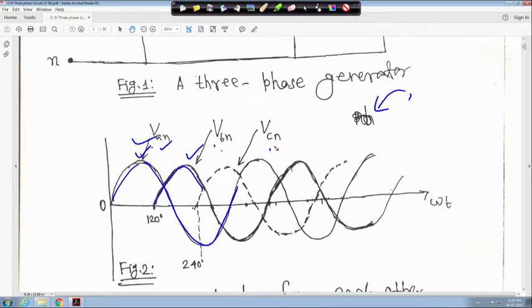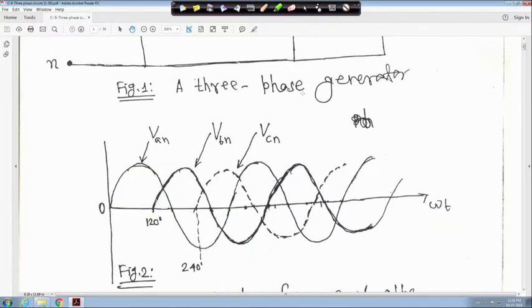We assume that VAN is the reference, and this is your omega t, and this is the phase voltage, right? So this is the sinusoidal representation of VAN, VBN, and VCN. Only one thing I tell you: when you say AN, you take the A terminal as positive and the N terminal as negative, right? Instantaneous polarity, instantaneous polarity.